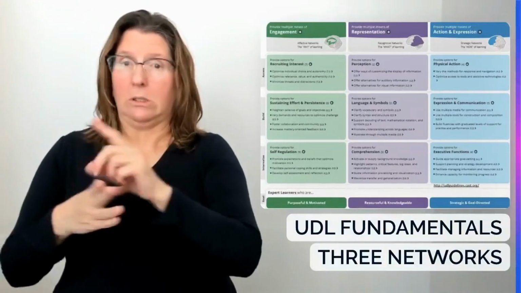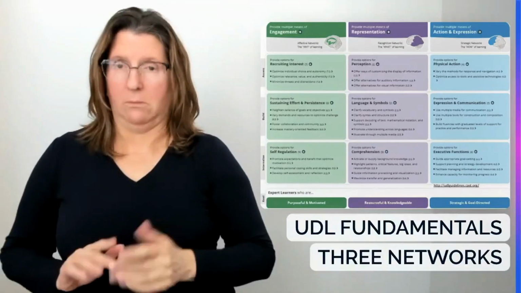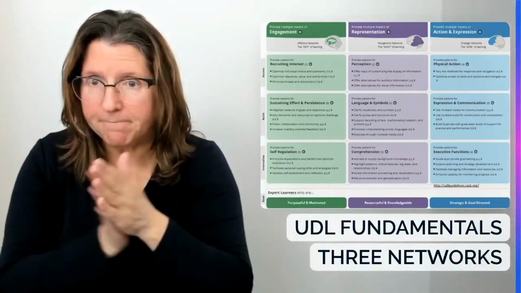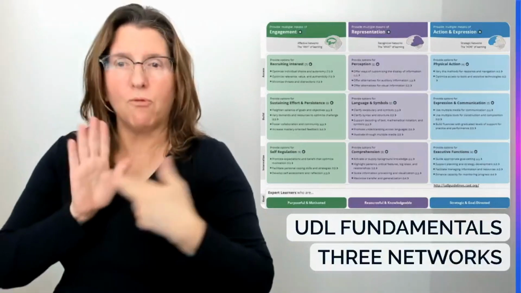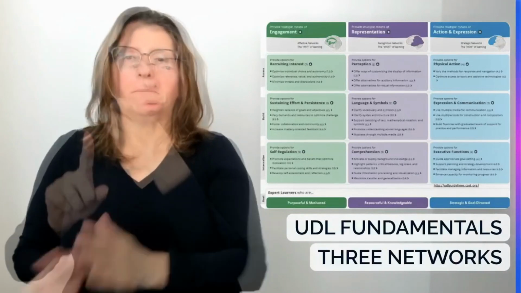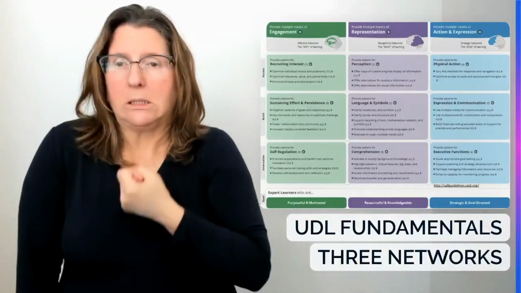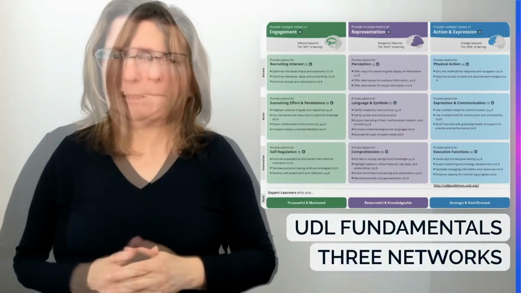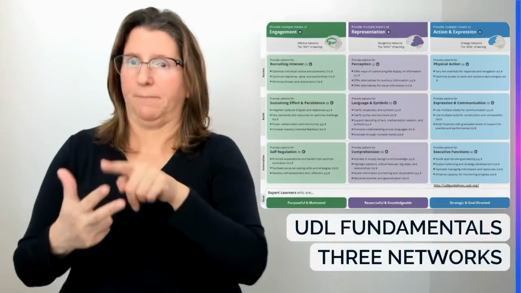Now we'll go into each of the three networks in more detail. This table summarizes the key concepts and principles associated with each of the networks. The green column is engagement. The purple column is representation, specifically dealing with the curriculum and learning goals. The blue column is action and expression, which focuses on how the student demonstrates their learning. Those three principles are the bedrock of UDL.